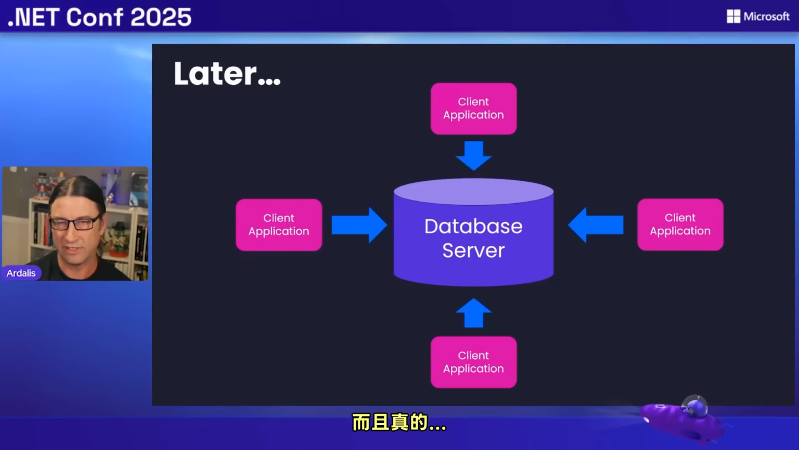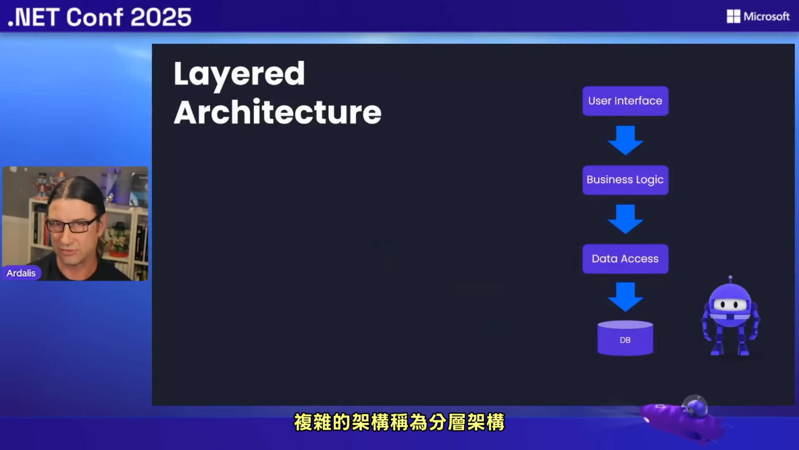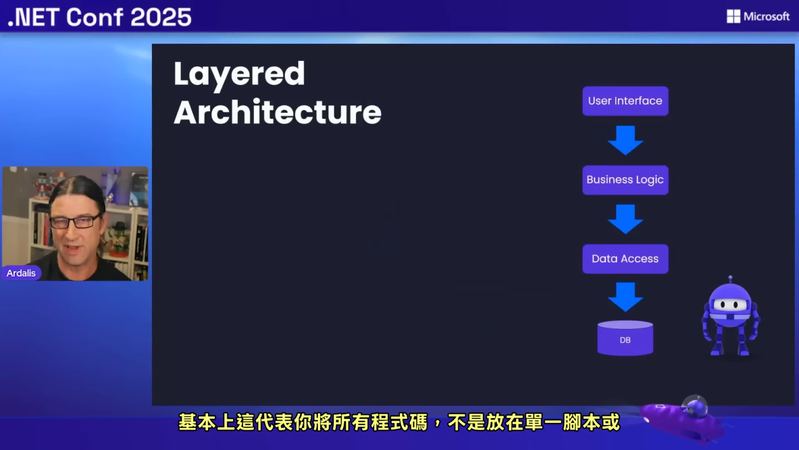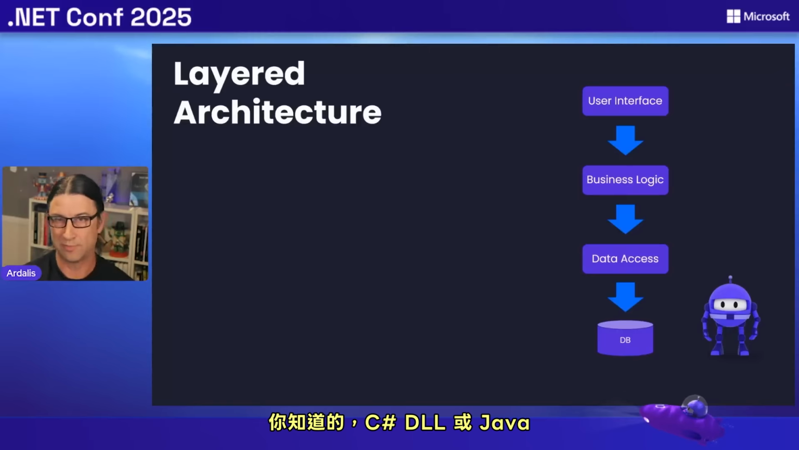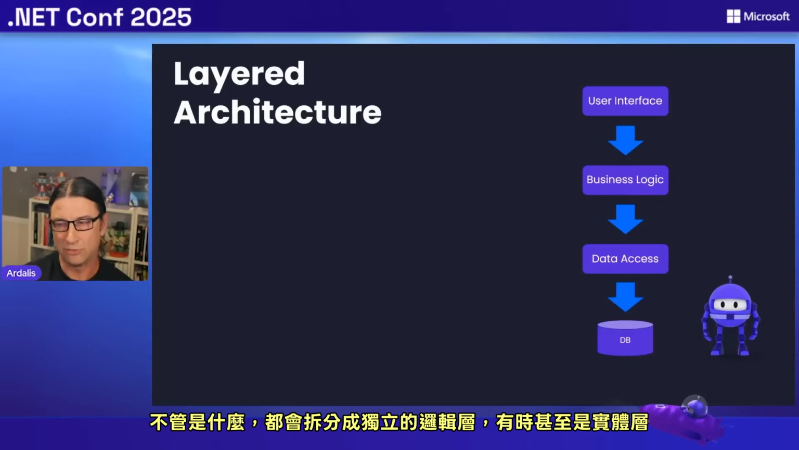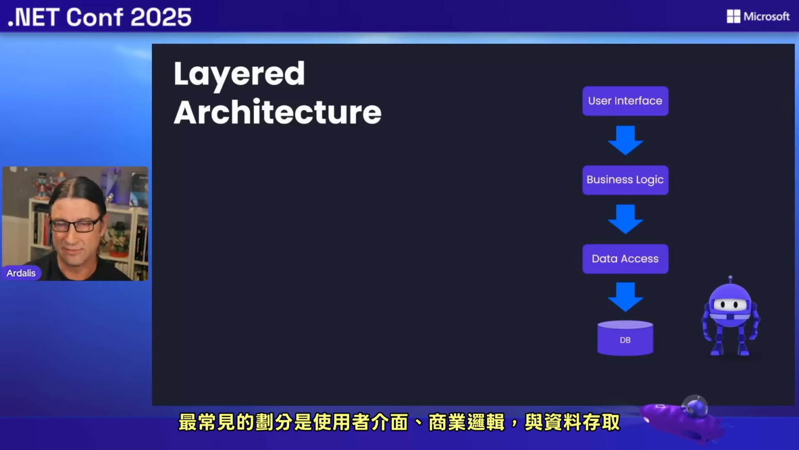And the really fancy architecture that comes along is layered architecture, sometimes called N-tier architecture, right? And so this basically just meant that you take all your code, and instead of having it in one script or C# DLL or Java, whatever, you would split it out into separate logical and sometimes even physical layers or tiers. And the most common breakdown would be the UI, the business logic, and the data access.